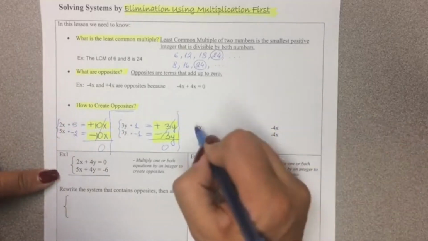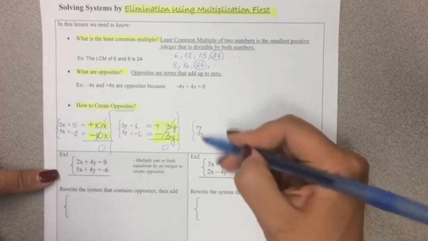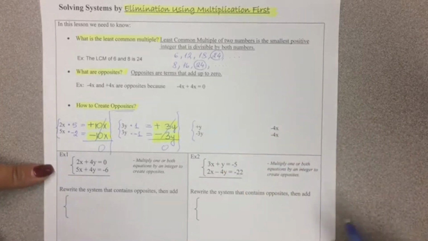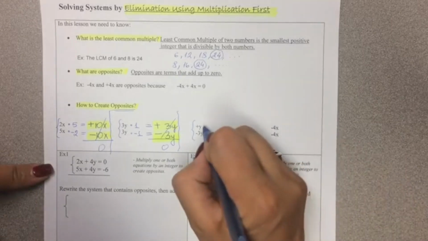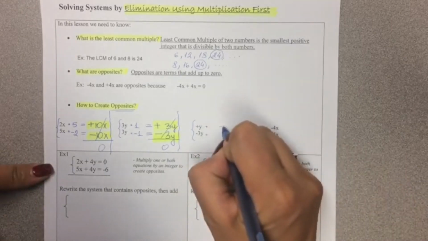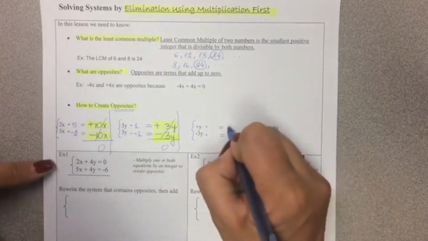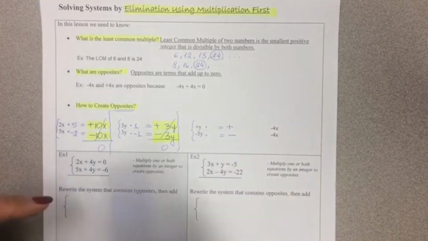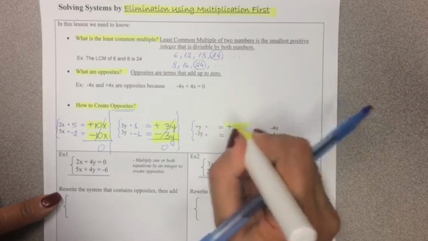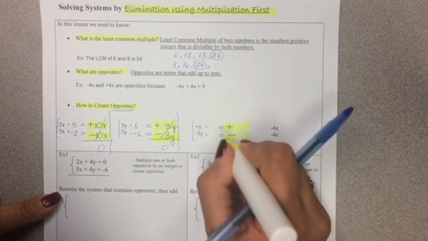What if I have a system and the y terms are 1y and negative 3y? That adds up to negative 2y. So the question will be, what could I multiply by to create a positive and a negative? I already have a positive and a negative, but now I need the same multiple or same number.